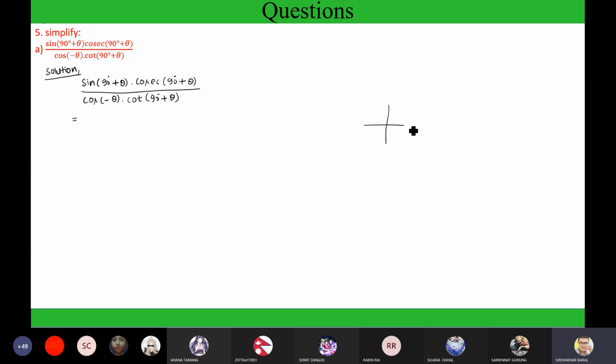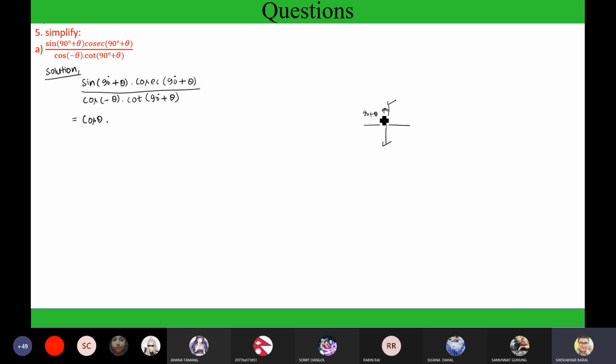Sin 90 plus theta, this will be in the second quadrant. 90 plus theta, first look at which quadrant the angle falls in. 90 plus theta is in the second quadrant. In the second quadrant sine is positive, and at 90 and 270 the ratio changes. So cos theta. Cos theta into cosec 90 plus theta.